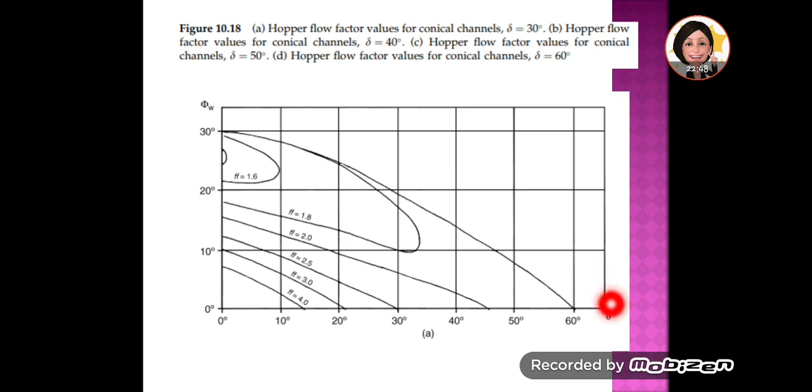Okay, so this is the semi-included angle of a conical part, theta, and this is psi W, the kinematic angle of wall friction. If we know this value and we know the flow factor, we can find the theta value. That's what we are going to do for the example question.